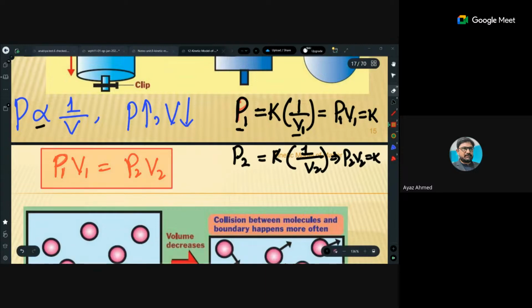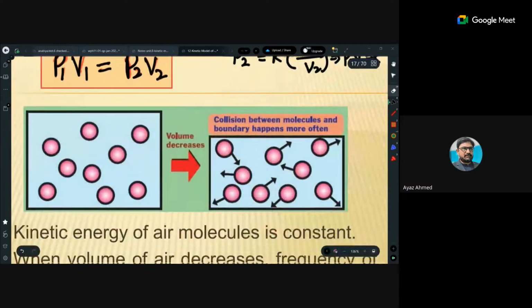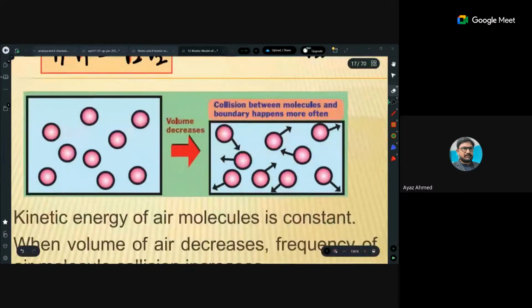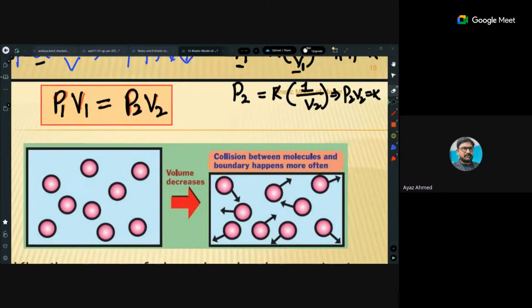That is the equation, a very common equation of pressure: P1 V1 equals P2 V2. Mostly students recall it or memorize it like this. Got it? The product of pressure and volume at any state is the same as the product of pressure and volume at the other state. The reason is that when you increase the pressure, you are decreasing the space.